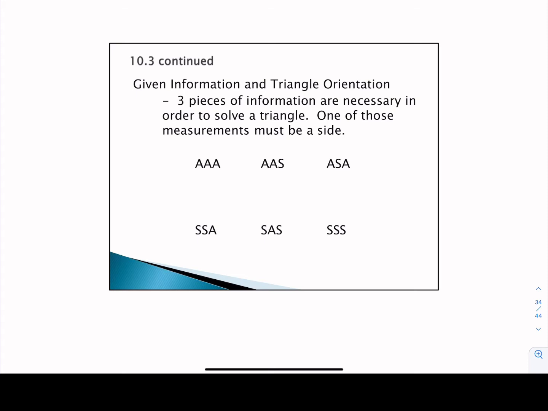Before we get into the actual sine law, what we want to focus on is what I will consider to be triangle orientation. You are going to be given three pieces of information in order to solve a triangle. One of those pieces of information needs to be a side length. If you don't have at least one side length, then you won't be able to accurately determine what the angles inside those triangles are going to be. So we need to have a side length given, and then we need two additional pieces of information.